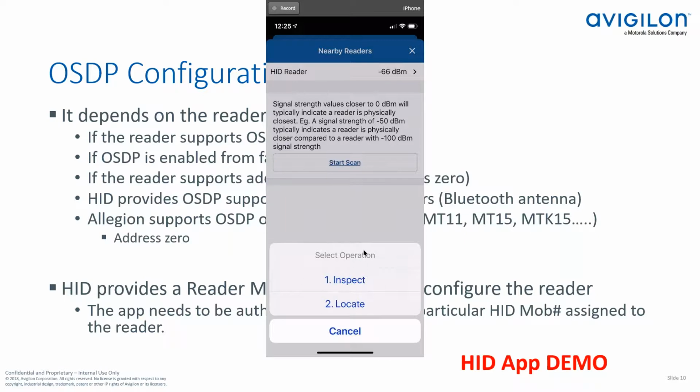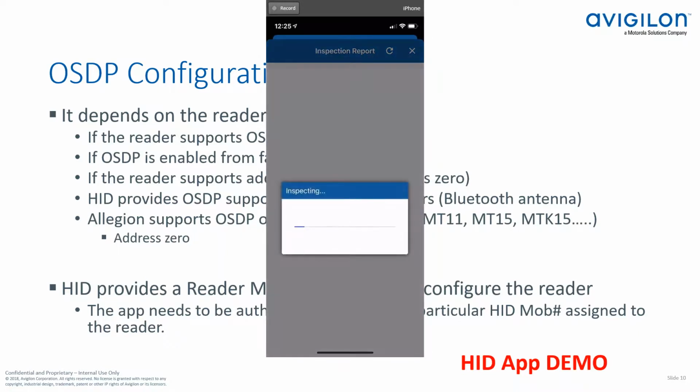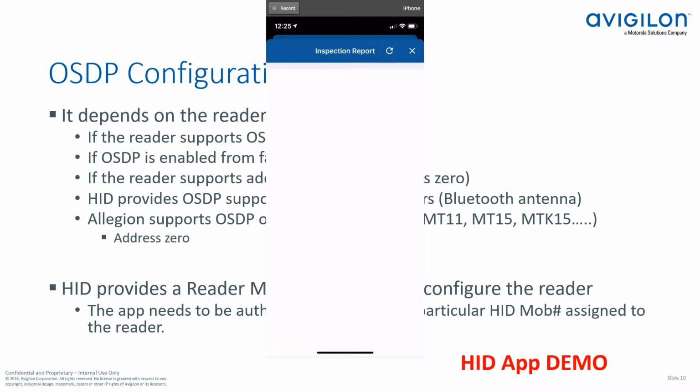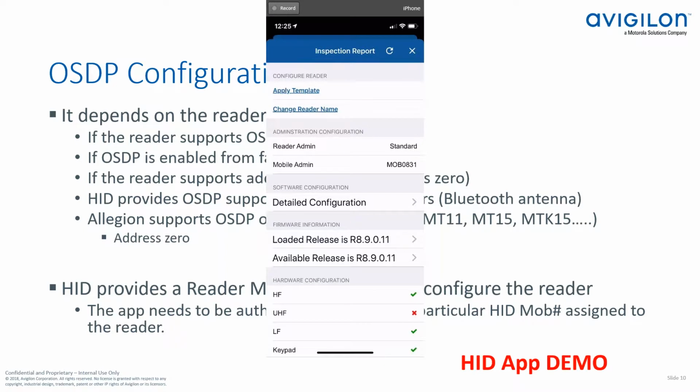I'm just going to click here, inspect, and this will connect to the reader itself. It takes a little bit of time for the reader to come up, and you should be pretty close to the reader. Okay, and then this screen comes up, so I can apply a template to it. I can change the name of my reader right there. That's the mob that is in my reader right now. If I click on this, I can delete that mob and add a different one into it. Be careful with that. Here are the details.